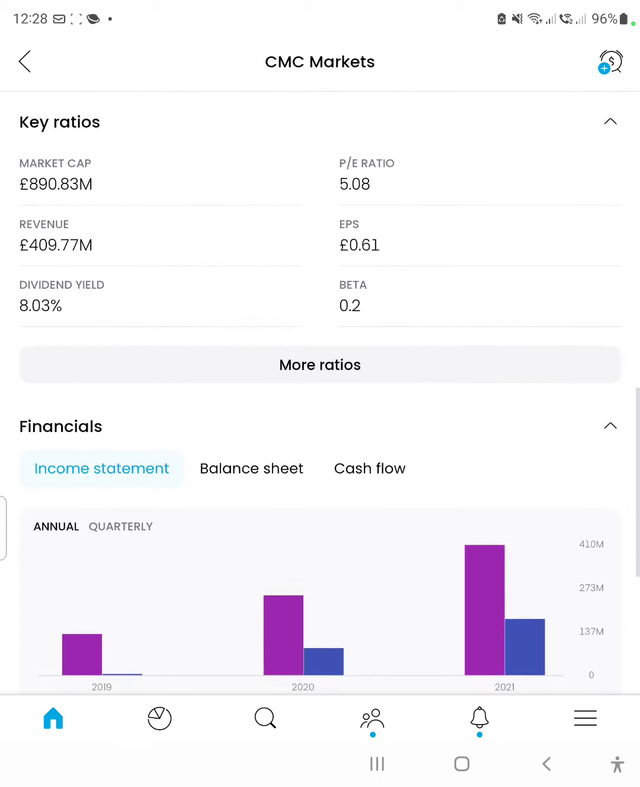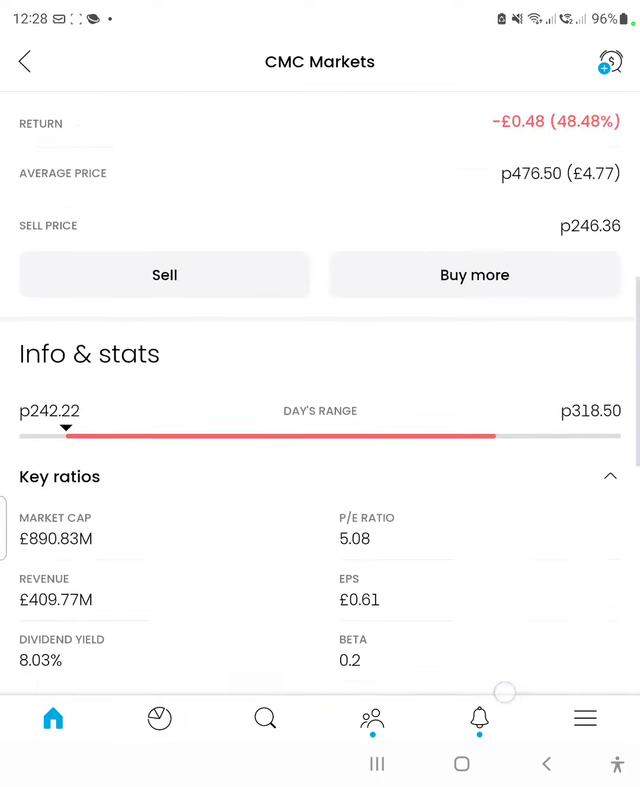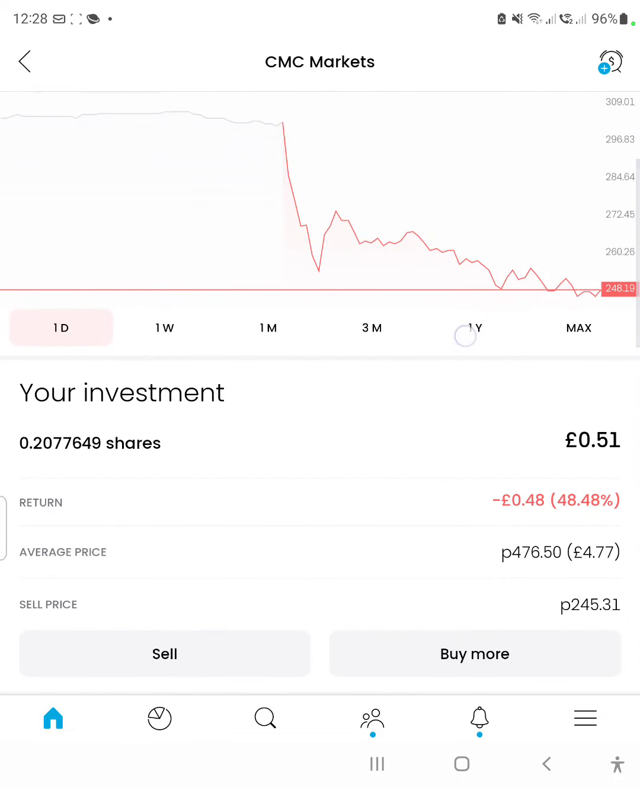So the dividend yield is quite high, which is what I like. It's not dangerously high, it's in the healthy range, 8.03%. And the market cap is decent. The P/E ratio is 5.08, below 10, which means the company is not too expensive. Let's just quickly check the yearly performance.